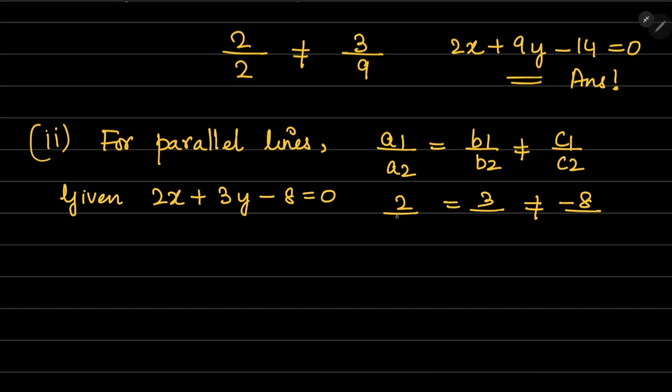So here, what can I write? 2 divided by 4 is 1 by 2. So 3 divided by 6 is again equal to 1 by 2, but it cannot be equal to minus 8 divided by minus 8. So here it will be 1. So this can be another equation. Now moving on to the third one.